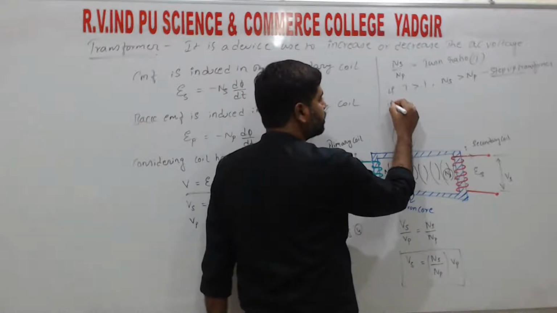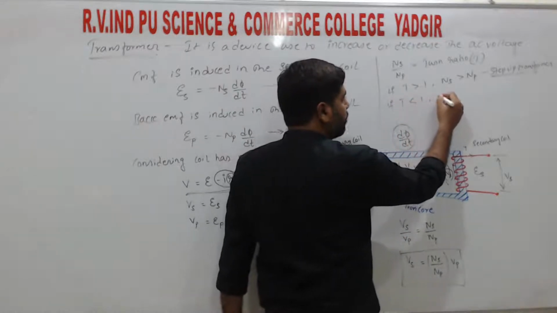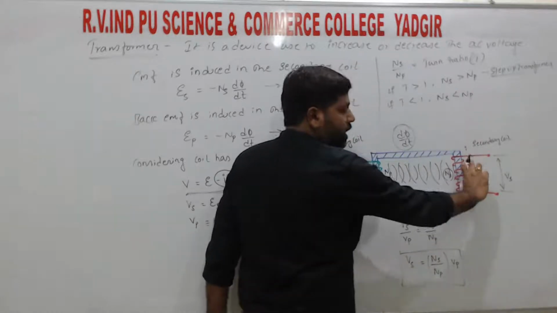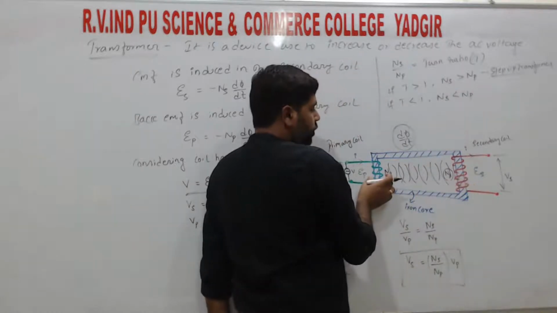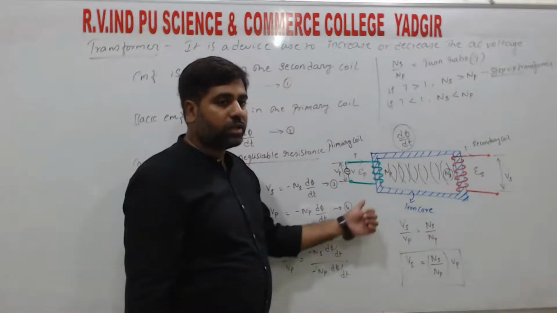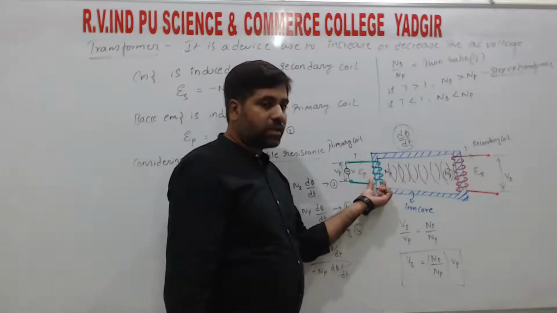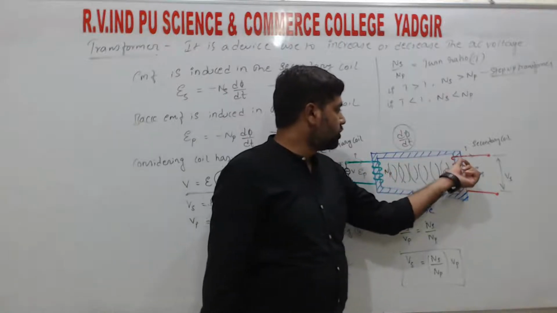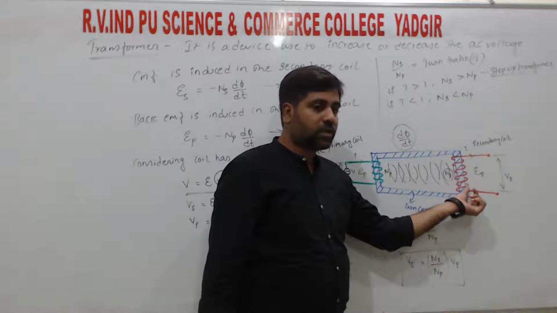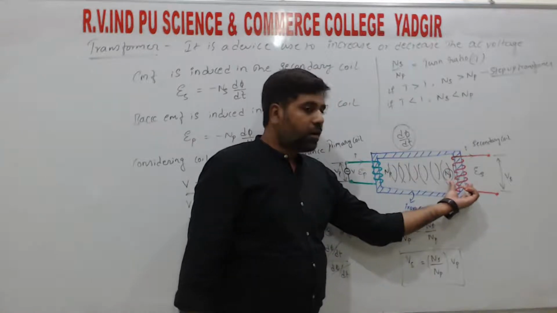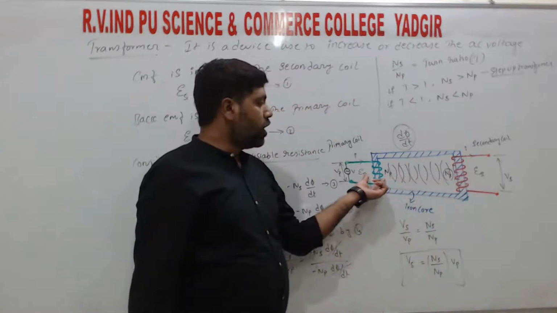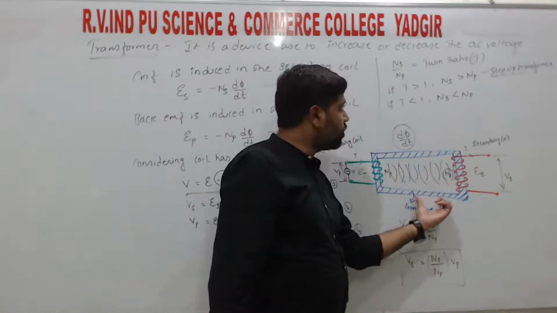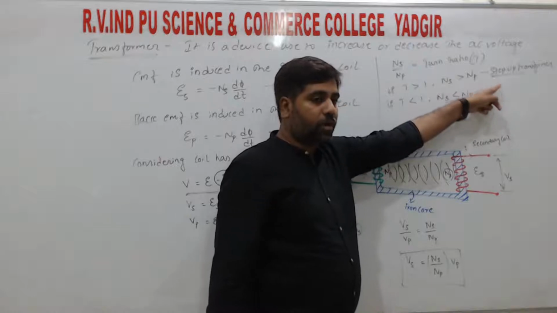So second case, if T is less than 1, Ns is less than Np, that means the secondary coil has fewer turns and the first coil has more turns. So in this diagram primary has less turns, that means 1 2 3 4. So primary has only 4 turns, so secondary has 1 2 3 4 5 6 turns, that means the secondary coil has more turns than primary coil. So here the turn ratio is greater than 1, so this transformer we call as step up transformer, right?